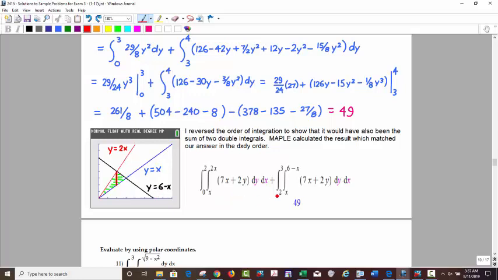So then the second integral will go from 2 to 3, and that result then also yields 49. So either order would have correctly solved it, but it did take the sum of two double integrals, no matter which order you took.